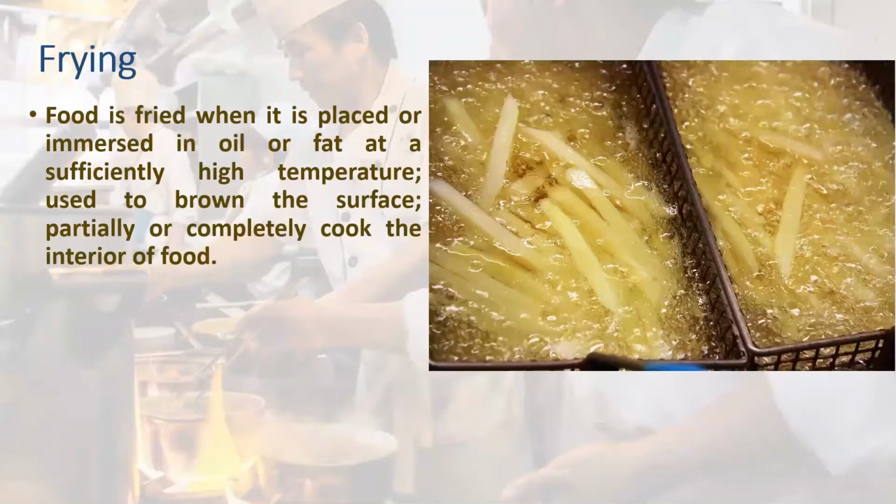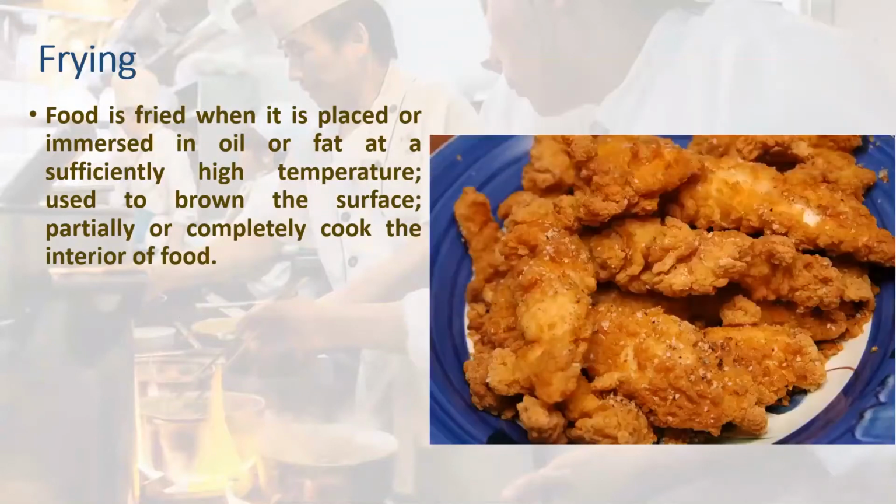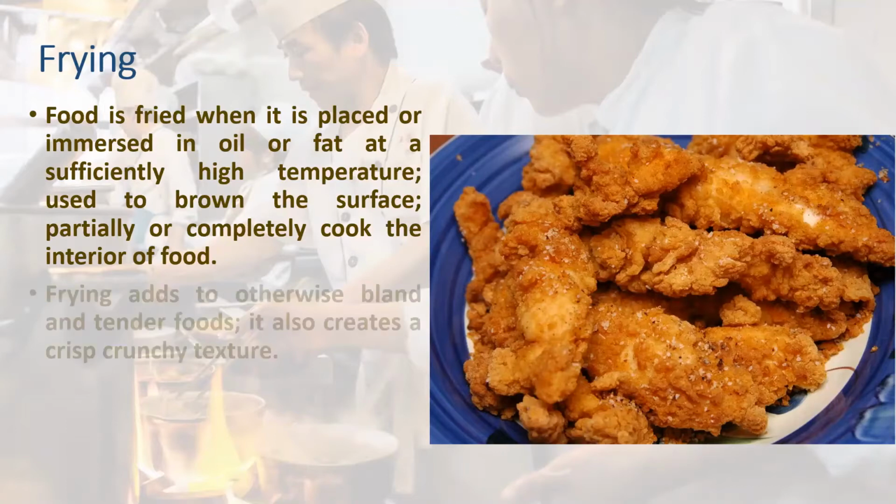So what is frying? It is where the food is immersed in oil or fat at a sufficiently high temperature. The temperature plays an important part. Generally, frying is used to brown the surface, and partially or completely cook the food from inside as well. As we saw in our earlier video, frying is further bifurcated into deep fat frying and shallow fat frying. We'll go into that in a minute.